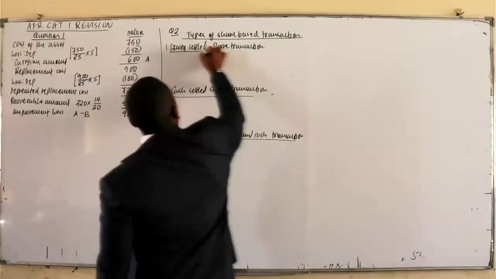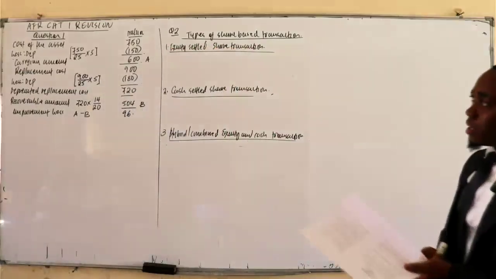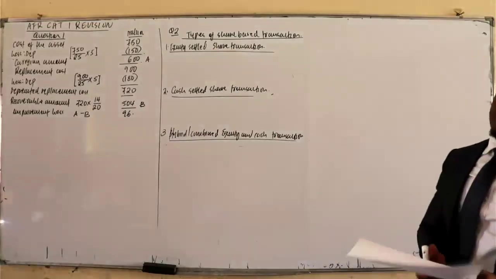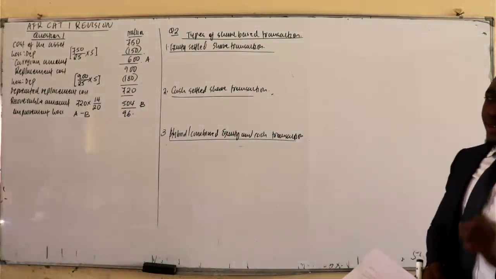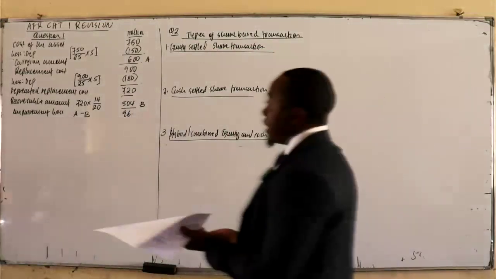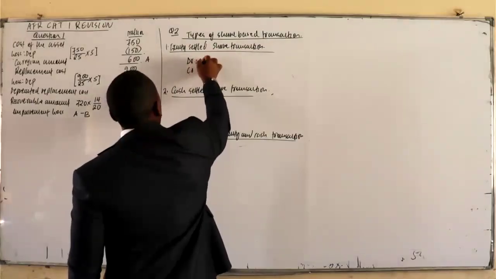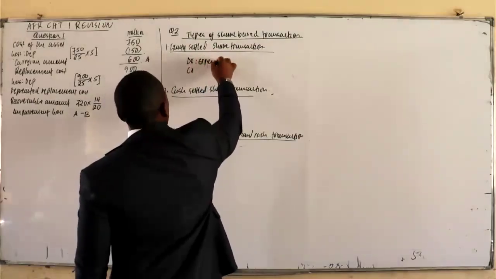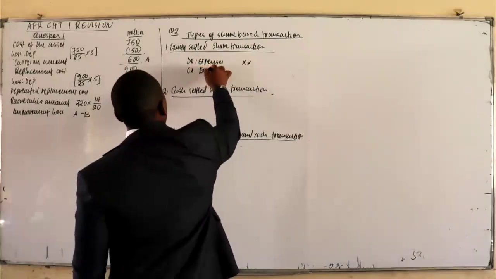Under equity settled share transaction, this is where an entity will carry out a transaction and then settles the amount payable through the issue of its equity instrument. Now the question is, what was the accounting treatment? In case of equity settled share transaction, you debit expenses, you credit equity.